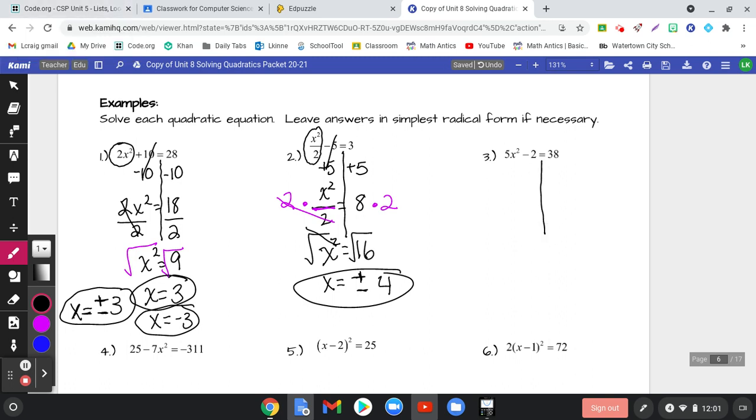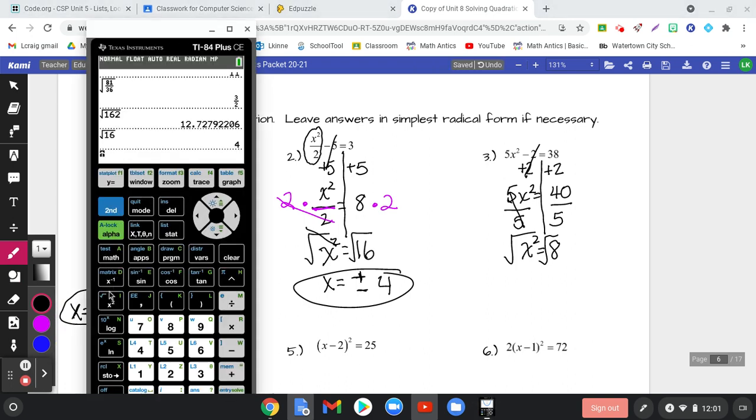This next one's going to be a little bit more tricky. I'm going to start by adding 2 to both sides. I'm left with 5x squared equals 40. Then we'll divide both sides by 5 to get x squared equals 8. Now we have to take the square root. The problem is 8 is not a perfect square.